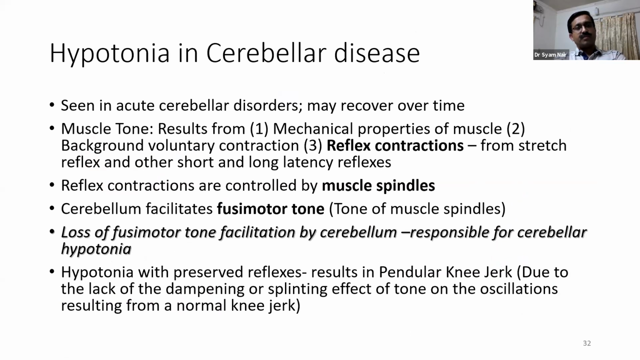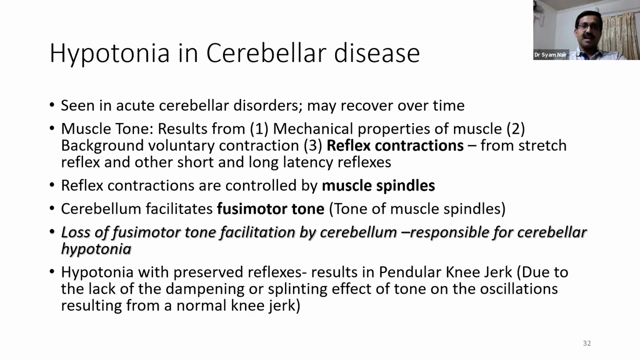Another feature of cerebellar disorders is hypotonia. It is generally seen in acute cerebellar disorders, and it may recover over some time. We know that muscle tone results basically from three mechanisms. One is the mechanical elastic properties of the muscle itself. Second is a background voluntary contraction, which is relieved when you ask the patient to relax. And then reflex contractions also play a role, from the stretch reflex and other short and long latency reflexes.